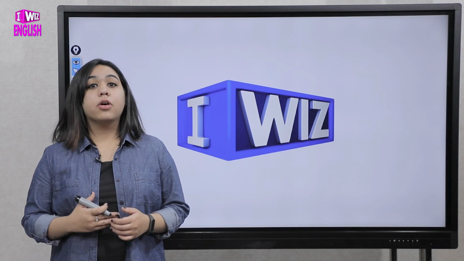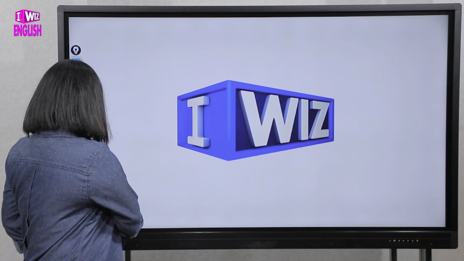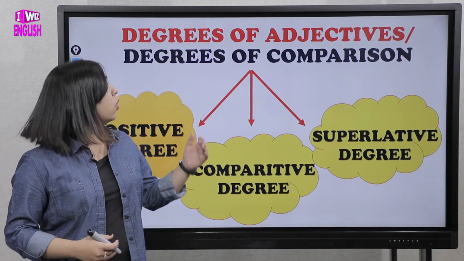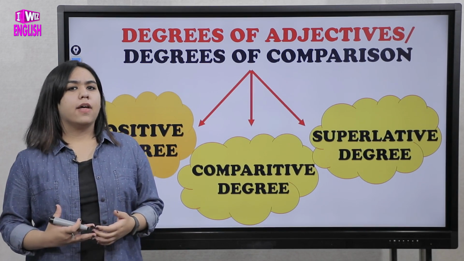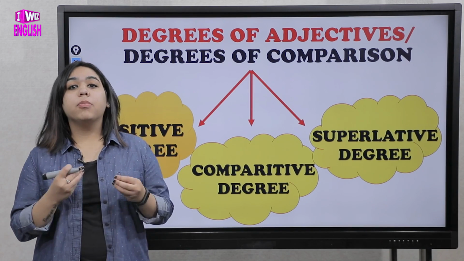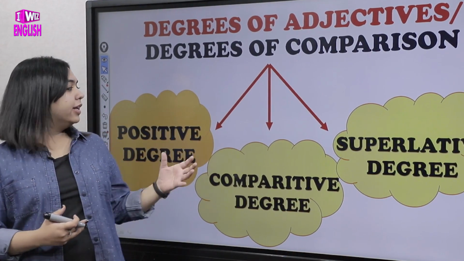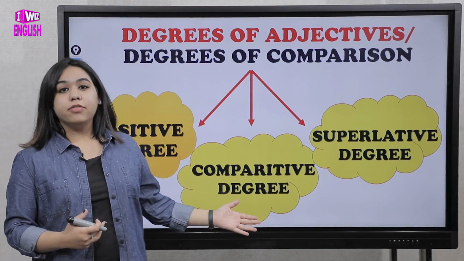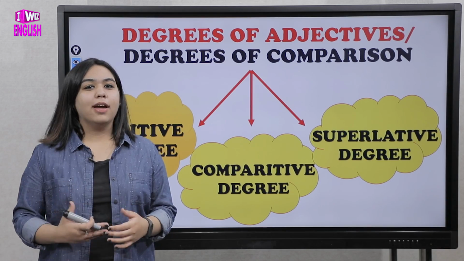Today we are going to talk about degrees of adjectives. Degrees of adjectives are also known as degrees of comparison. Now what do you mean by that? Comparison means to compare two things or more than two things. There are three degrees, namely the positive degree, which is the first one, the comparative degree and the superlative degree. We are going to talk about them one by one.